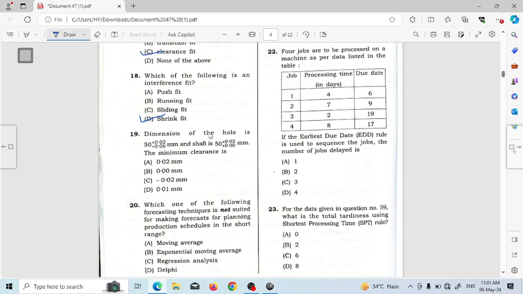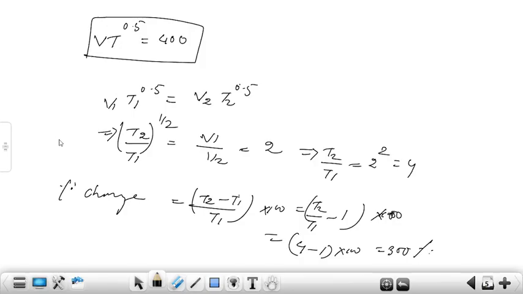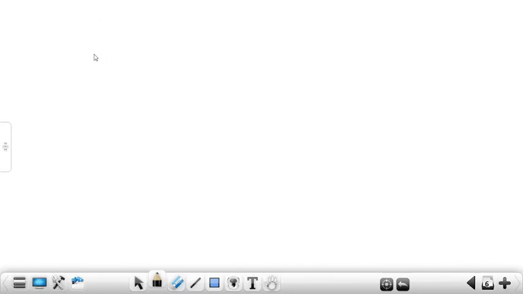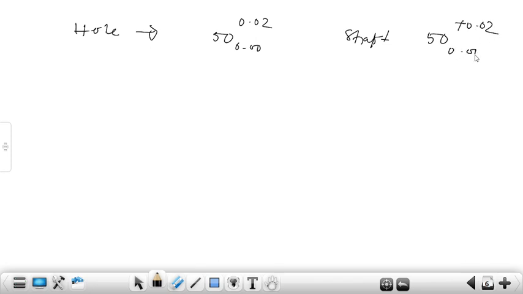Next, question number 19. The dimension of hole is 50, upper limit 0.02 and lower limit 0.00. Shaft upper limit 0.02 and lower limit 0.00 mm. The minimum clearance is, in the next page. Given hole, which is given 50 plus 0.02 and minimum 0.00, and shaft given 50 plus 0.02 and this is 0.000.